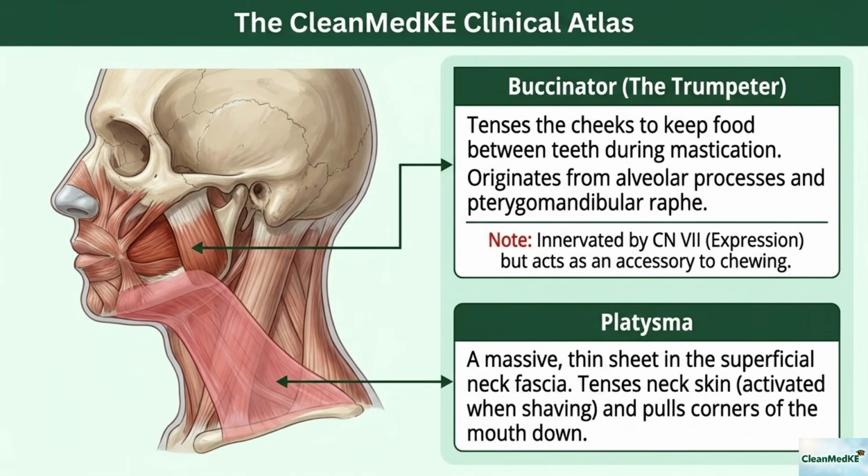Now for two highly unique muscles. The Buccinator, or trumpeter muscle, tenses the cheeks to keep food between your teeth during chewing. Note that it is innervated by cranial nerve 7 for expression, but functionally assists in chewing. Below it is the platysma, a massive, thin sheet in the superficial neck fascia. It tenses the skin of the neck, activated when you shave, and helps pull the corners of the mouth down.